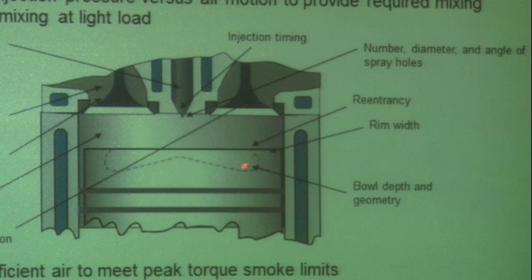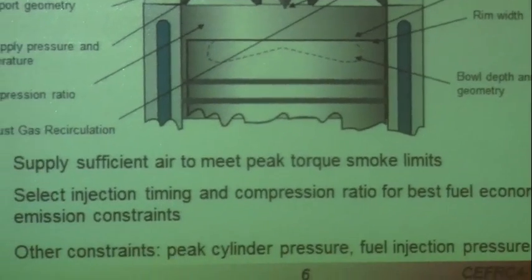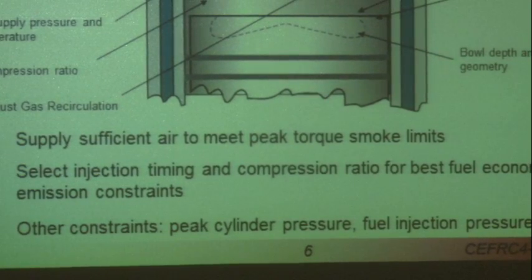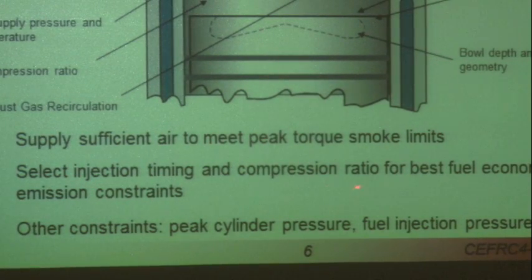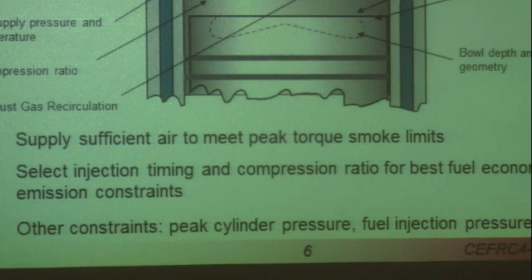Generally, the reason you have a piston bowl is to try to keep the spray confined and prevent spray from impinging against the liner. Key parameter here is to make sure you have enough air to be able to burn the fuel required such that you can meet your peak torque, design torque limit. You want, of course, the optimized injection timings, compression ratios, and here you are basically having to deal with improving the fuel efficiency and emissions.